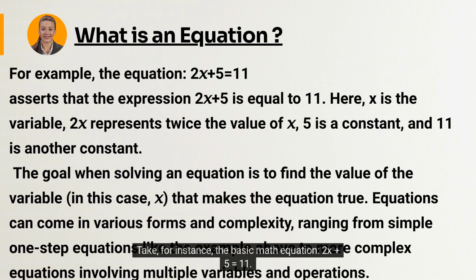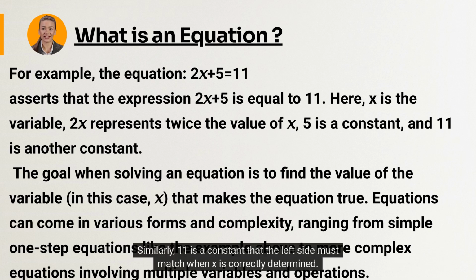Take, for instance, the basic math equation, 2x plus 5 is equal to 11. Here, the equation shows that 2x plus 5 equals 11. In the equation, x is the variable or unknown value we need to find. The term 2x means x is doubled. The number 5 acts as a constant, adding a set amount to 2x. Similarly, 11 is a constant that the left side must match when x is correctly determined.